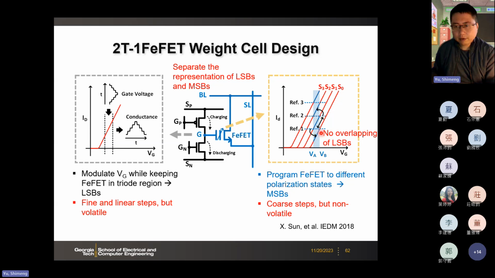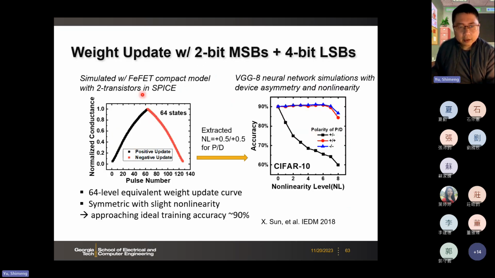So what we really care about is that after the training, we only memorize the MSB. So which big segment are we in? This is the training result. We only need to remember the MSB. But during the training, we fine-tune the LSB by charging up and down this transistor. With this approach, we can equivalently realize 6-bit operation, and we can get pretty linear potentiation and depression. So this will help with the training accuracy.